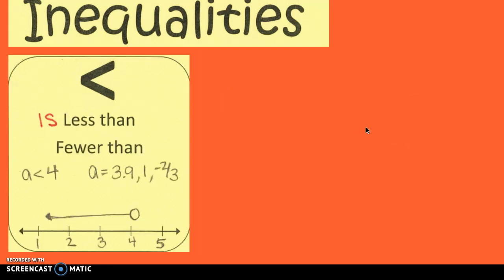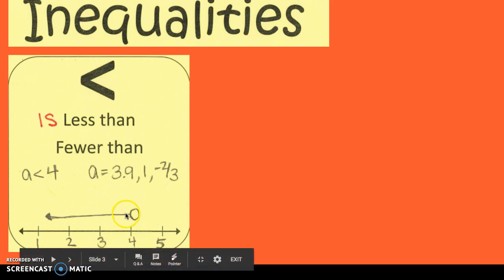All right, let's go ahead to the next one. This one is our is less than, or we could also say fewer than symbol. Our example here, A is less than 4, or we could also say A is fewer than 4. And so here are some examples of solutions that would make this inequality true. Again, we use an open circle, which means 4 cannot be a solution, but any number to the left of that, or fewer than that, could be.